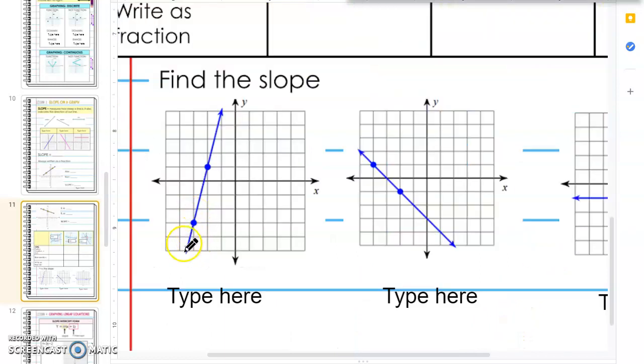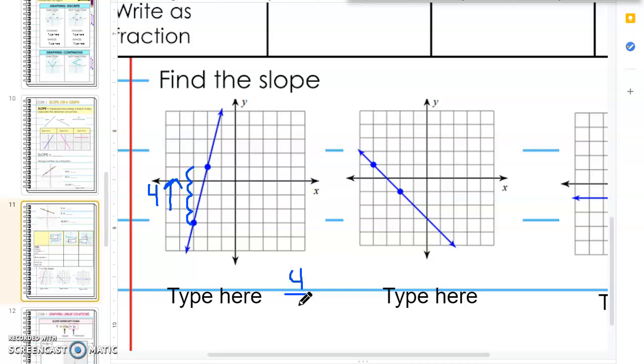All right, here's another one. Let's try this one. This one I see it's going up from left to right, so I know my slope is going to have to be positive. And I know it's always my rise over my run. So how many up do I have to go? Let's count. 1, 2, 3, 4. I went up 4. So I know the top of my fraction is going to be a 4.